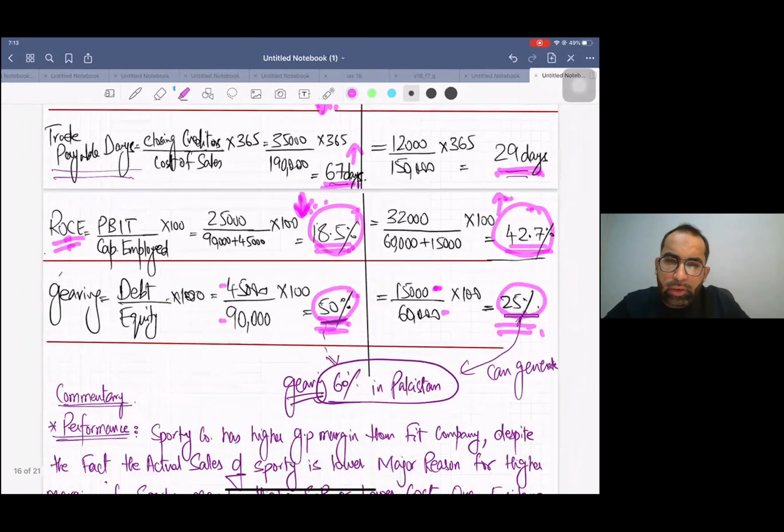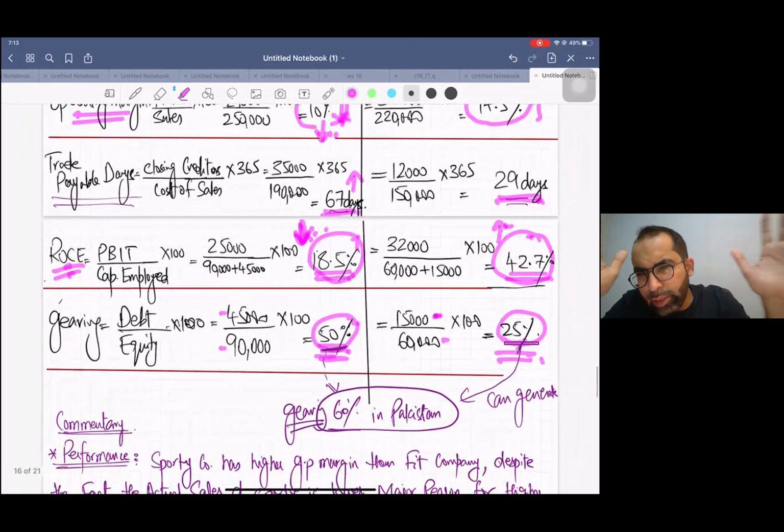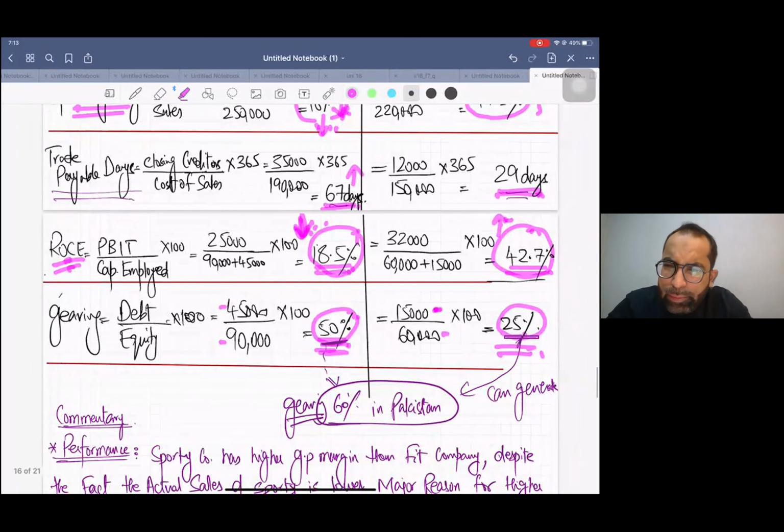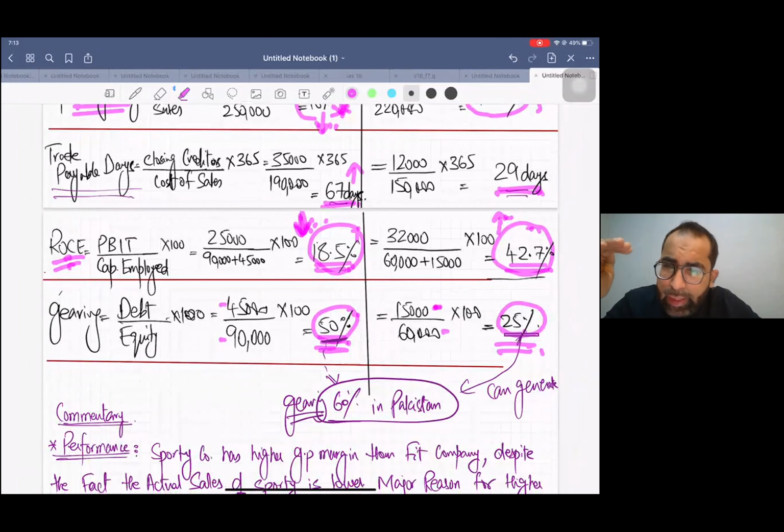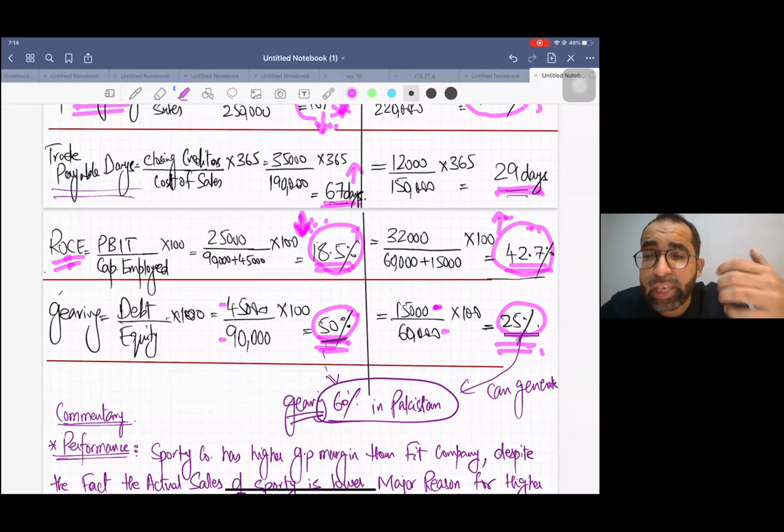And finally, after all these comments, you can conclude. The conclusion is very simple. The Sporty company is better than Fit company. Sporty company's ratios, risk profile, everything is better than Fit company. But yes, one thing is positive for Fit company: it will soon receive 10 million in cash, which may improve the liquidity of Fit company.